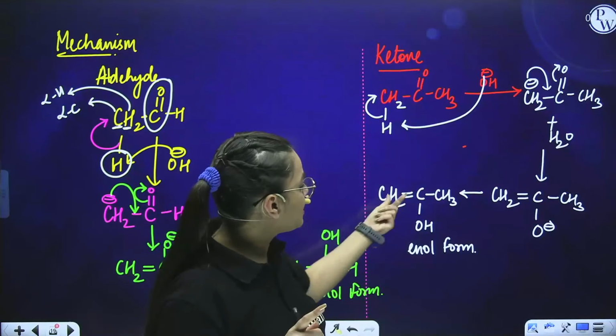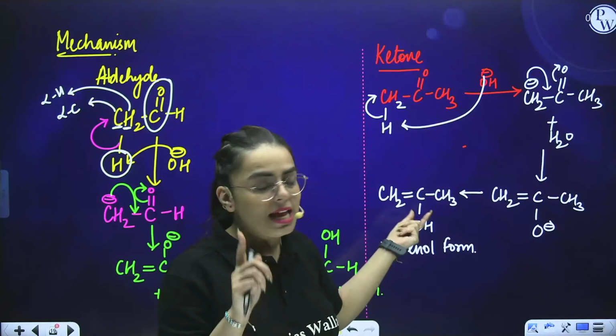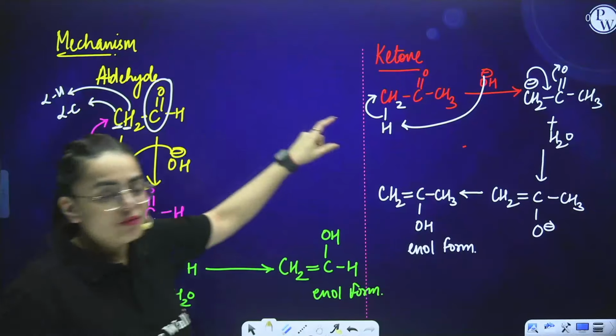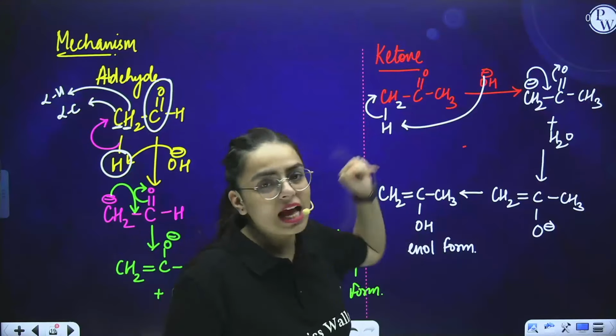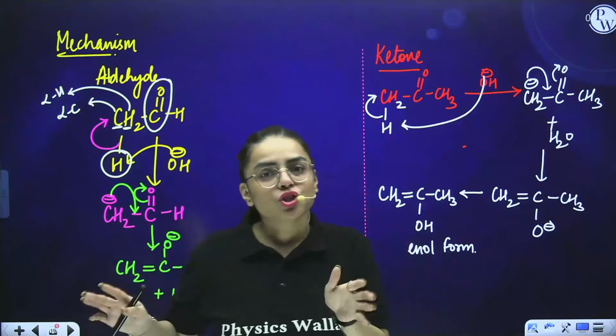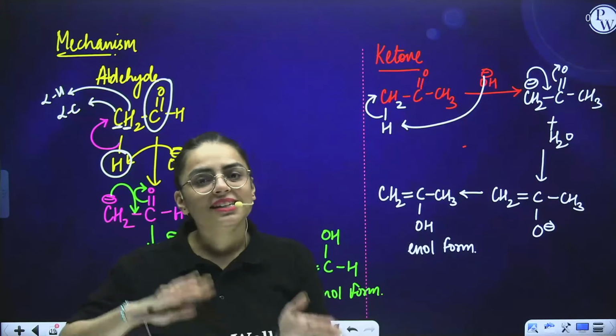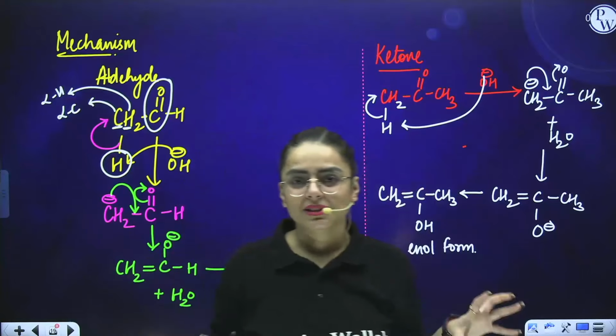That there is basically a double bond between carbon-carbon. But if I talk about aldehyde, there is a double bond between carbon-oxygen. And if I talk about ketone, there is a double bond between carbon-oxygen again. So carbon-oxygen bonds are more stable as compared to carbon-carbon double bond. Hence, aldehyde and ketonic forms are more stable than the enolic form.